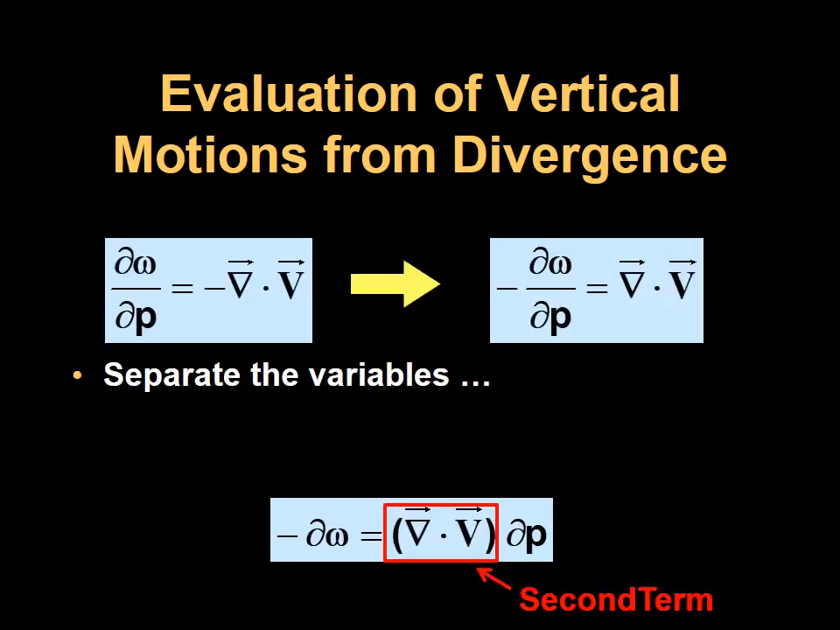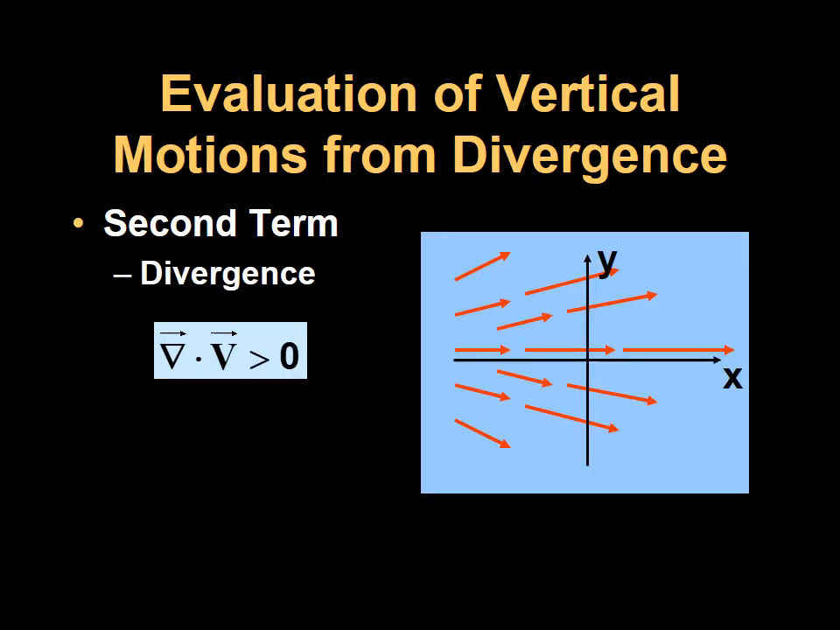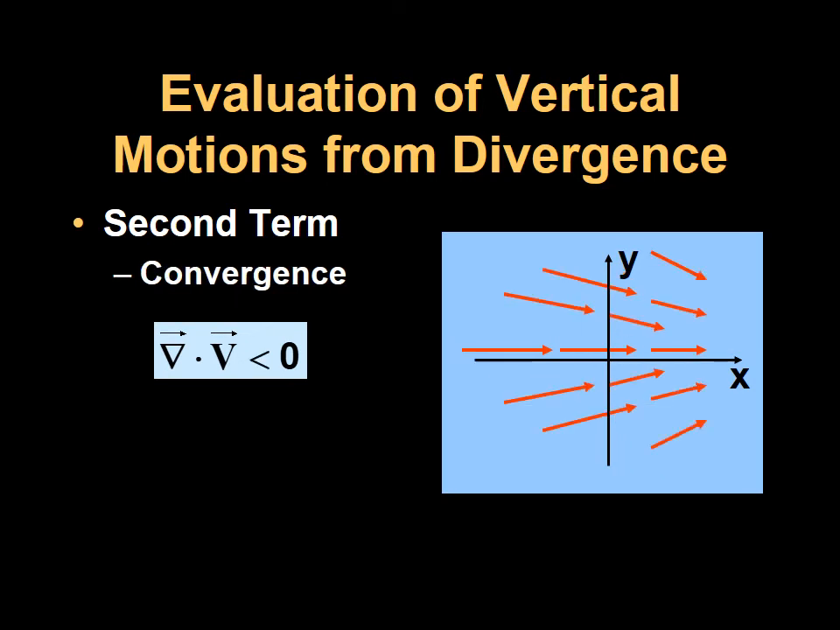Okay, so we looked at the first term, which was your d omega term, the change in omega. Now let's take a look at the second term on the other side of the equation. And this term, of course, we said was your divergence term, which tells us about the convergence and divergence in the atmosphere. So if there is divergence in the atmosphere, then del dot V, or divergence, is positive. It's greater than 0. However, if del dot V is less than 0, that means we have convergence in the atmosphere. So by definition, convergence is negative.